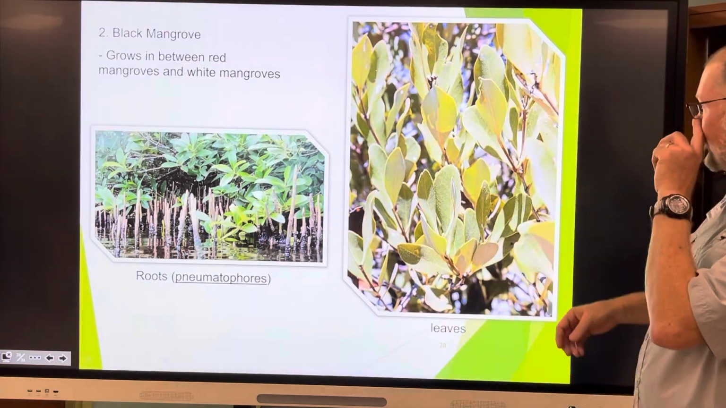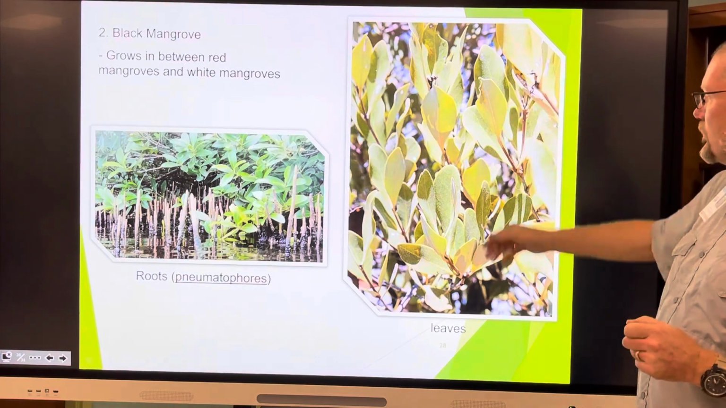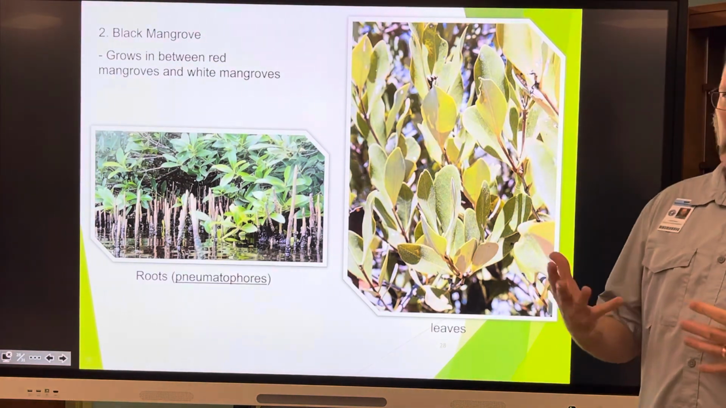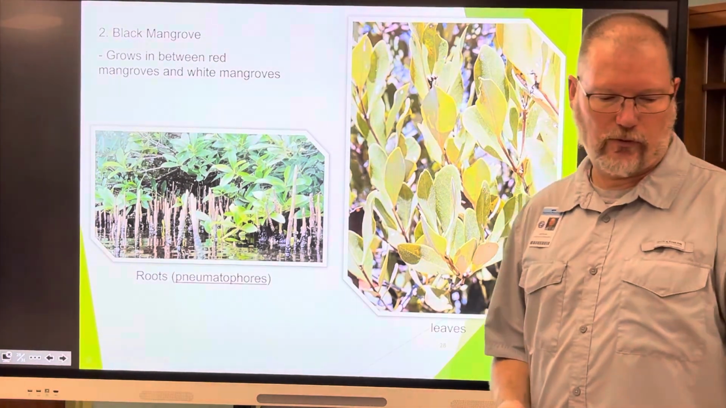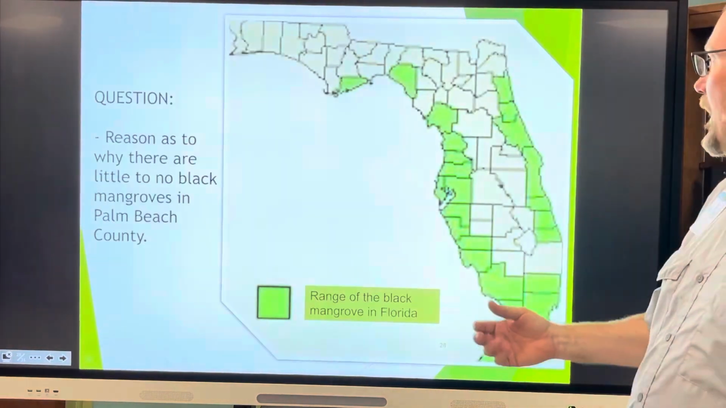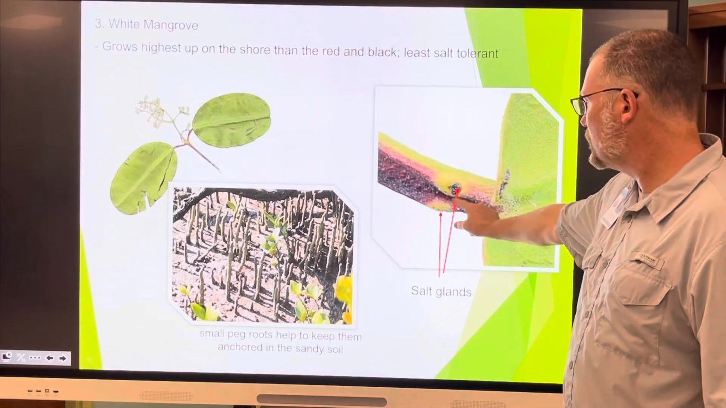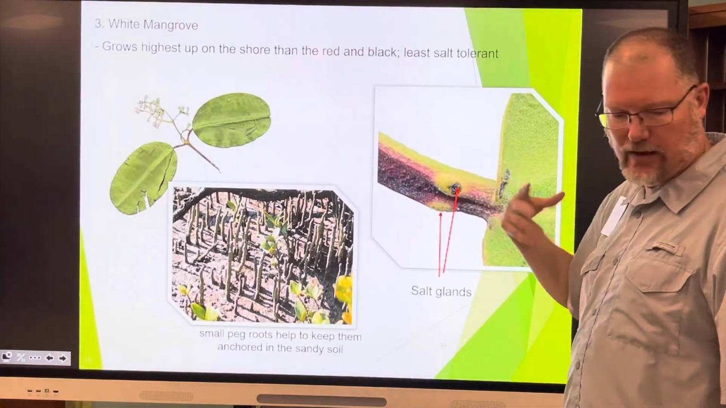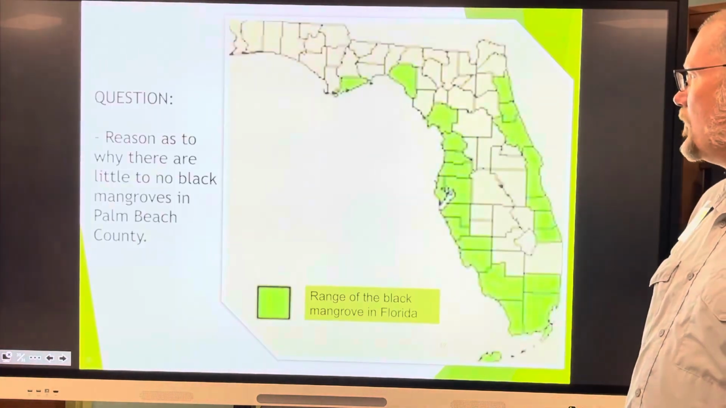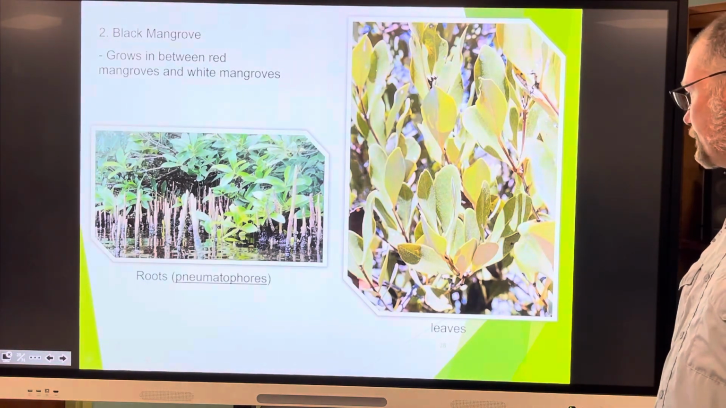And they have very coarse leaves, and they're able to expel salt through some glands. They have salt glands in the base of their leaves that enable them to tolerate salt more, okay?